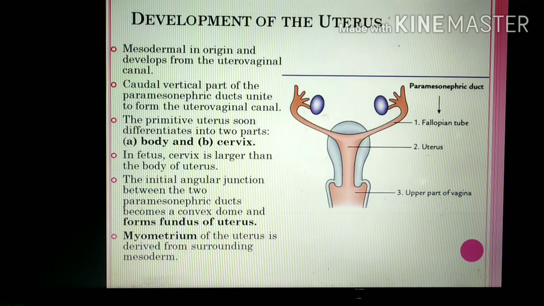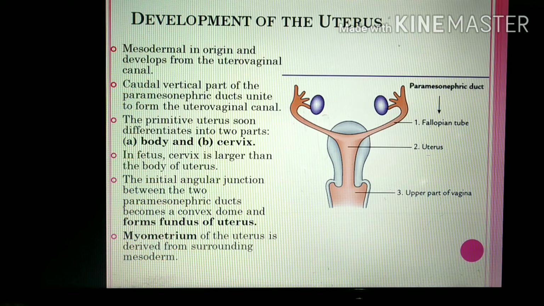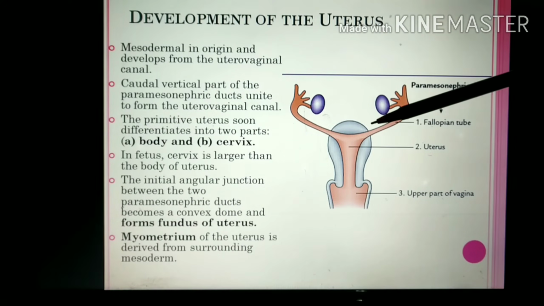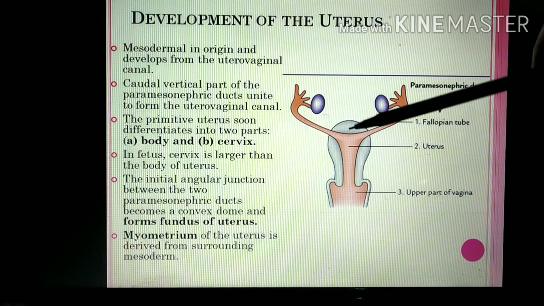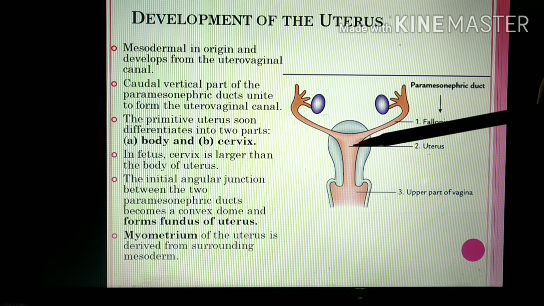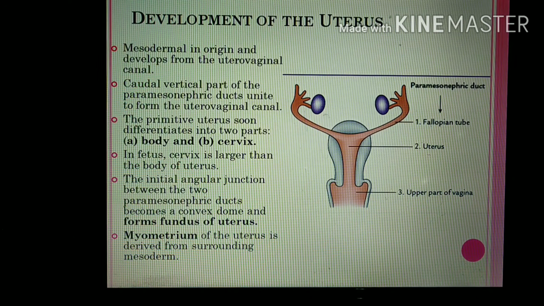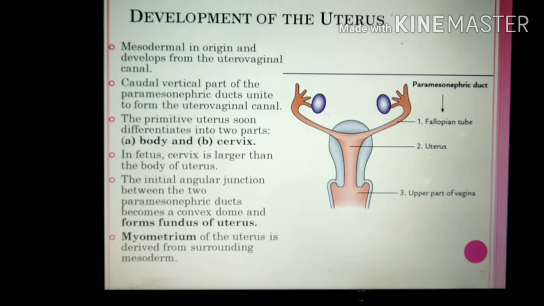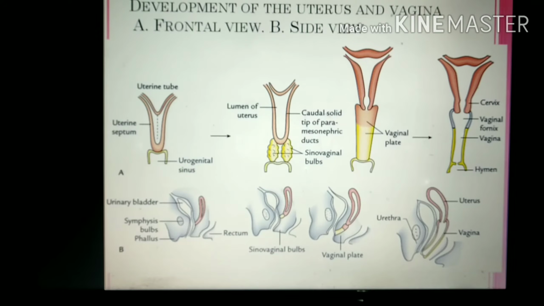Initially, when the uterus develops, the body is smaller as compared to the cervix. But during puberty, the size of the body increases and the cervix becomes smaller as compared to the body. And the junction between two fallopian tubes, the junction between two paramesonephric ducts here, this angular region becomes convex. Further, it becomes convex and it forms the fundus of the uterus. Myometrium of the uterus is derived from the surrounding mesoderm.